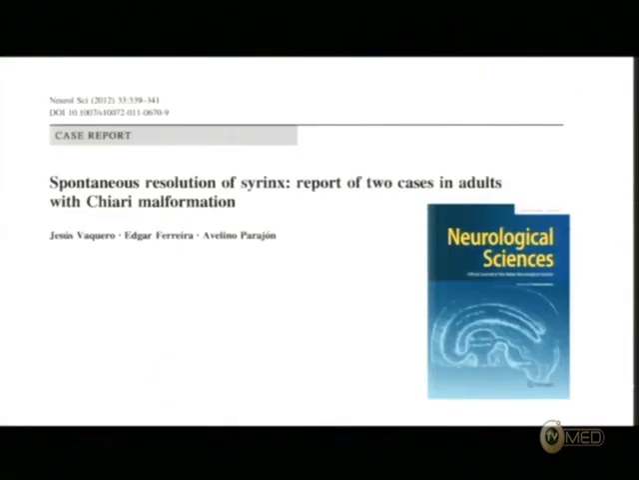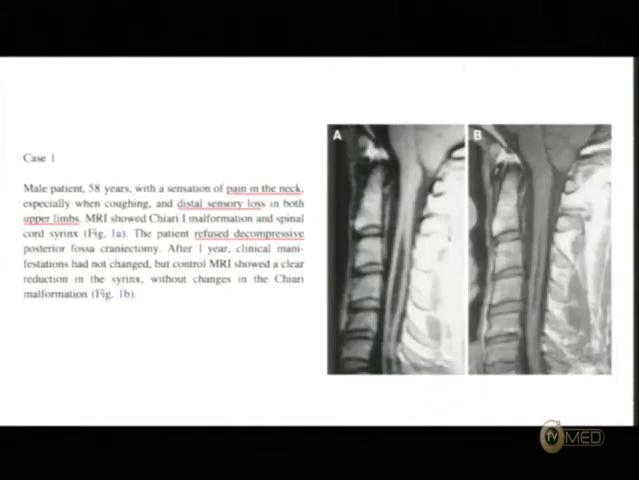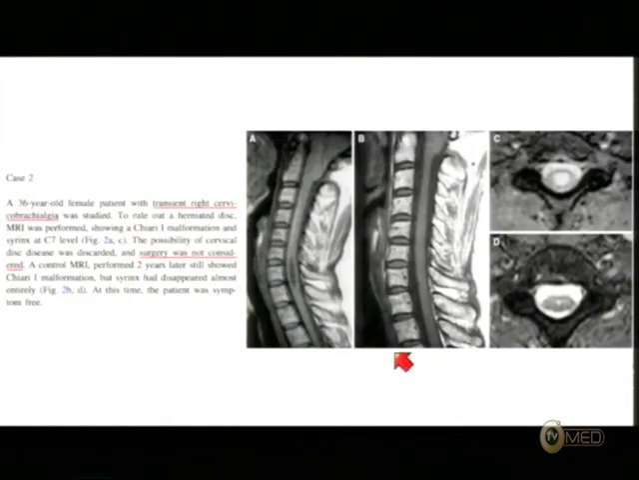But we published 2 different cases in which the resolution of the syrinx was not related to anything that we know. This is a patient for whom we proposed surgery. The patient didn't want to have surgery, and after 1 year, you see that the syrinx almost disappeared. The patient still had the Chiari. This is the second patient. She was diagnosed with Chiari and syringomyelia because of disc herniation, and she didn't have surgery because of the syringomyelia. And after 2 years, you see how the syringomyelia disappeared, and we don't know why.